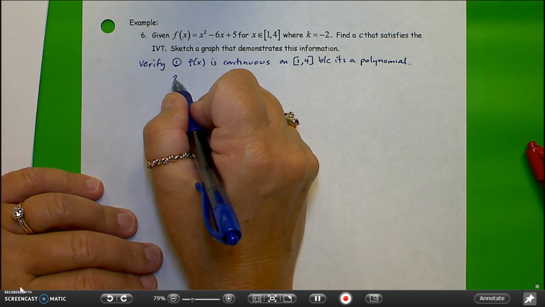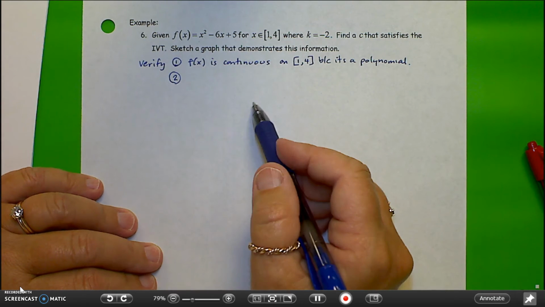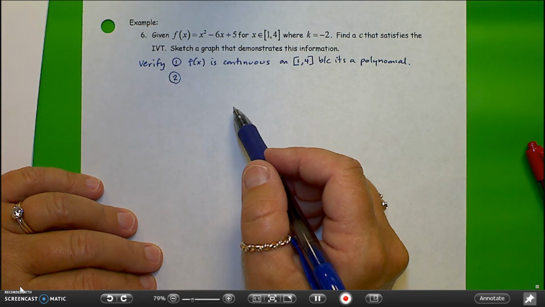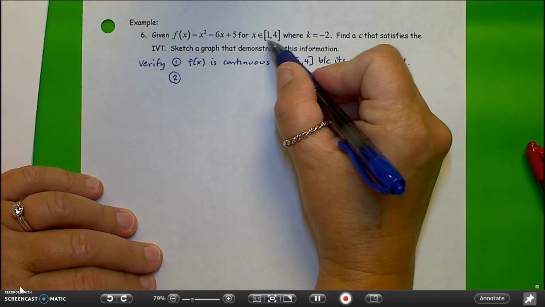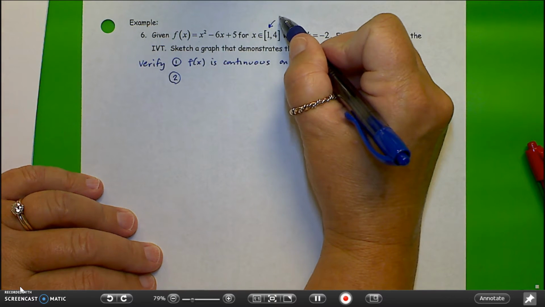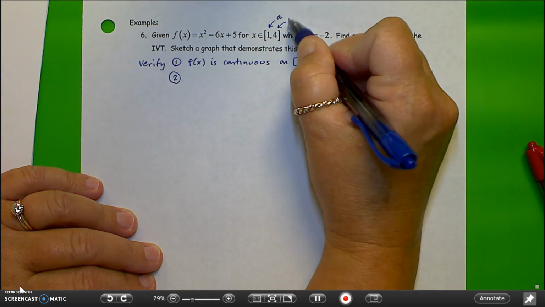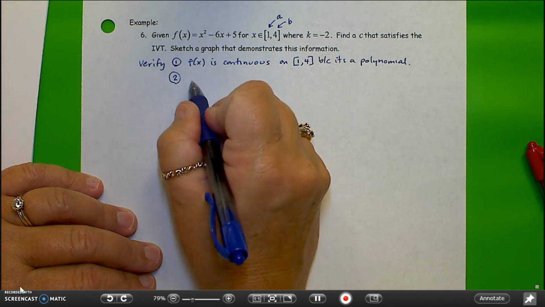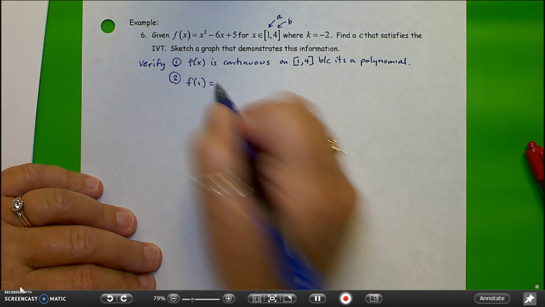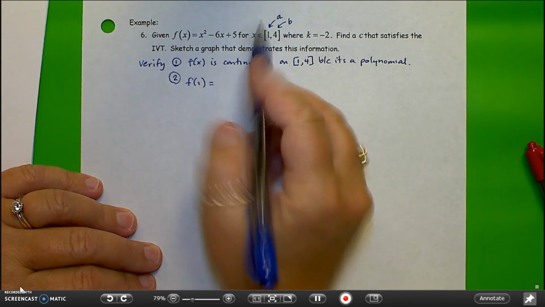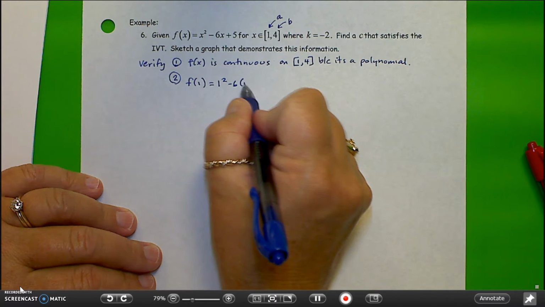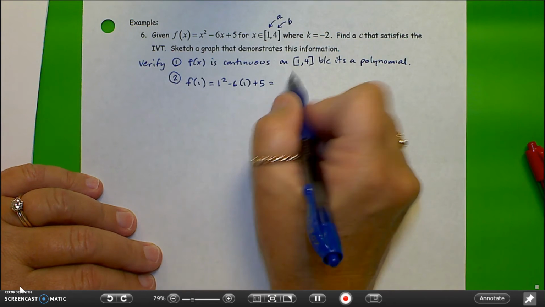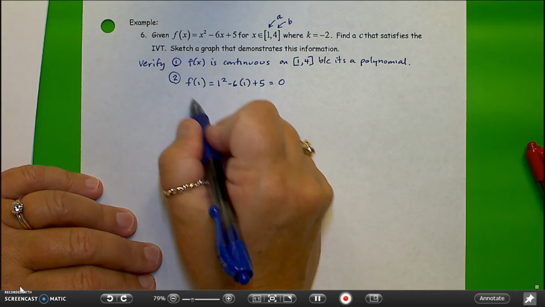That's how we know. We know about polynomials, so we can just use that. The second piece was that the function values at a and b have to be different. So from our closed interval here, the 1 is the a value, the 4 is the b value. So I'm going to jot down f of 1 equals, and plug it in here, 1 squared minus 6 times 1 plus 5, and if we add that up, 1 minus 6 plus 5, that equals 0.